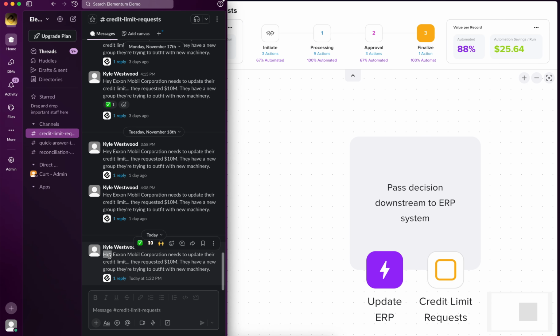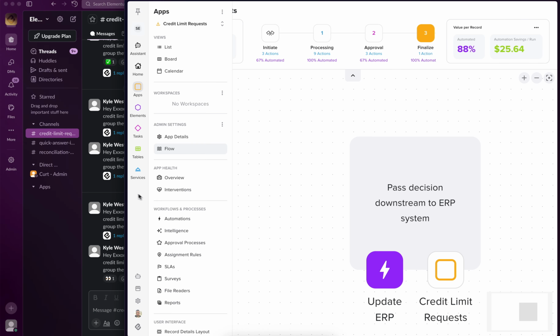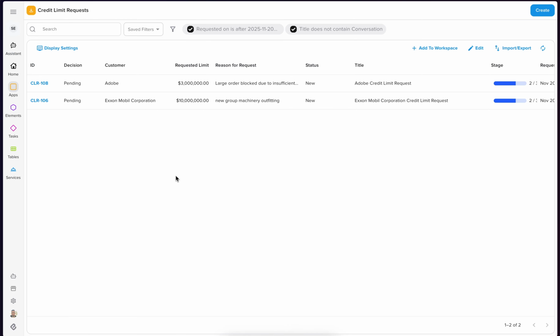In this case, I might be the account manager for one of our big business accounts, and they may have had an order blocked. We could also listen for that order blocked signal from the data. But in this case, I can initiate workflows directly from Slack. I don't have to log into a SaaS to have that request initialized. Here, now that request has come through.